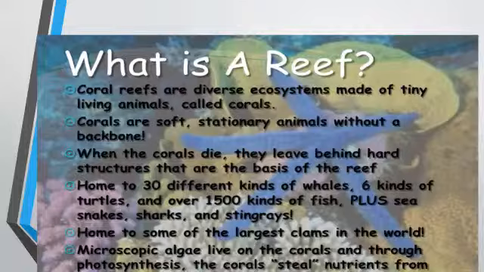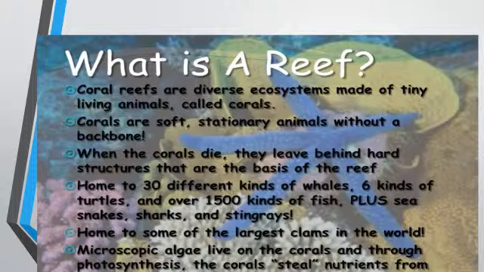All right. What is a coral reef? So they are, well, we know in our head what they are. So they are very diverse ecosystems. We have many different species utilizing that area. The ecosystem is made up of tiny living animals. Those are what are called corals. So the corals are actually alive. They are soft. They do not move, and they do not have a backbone either. When they die, they leave behind the hard structures which actually form the reef.